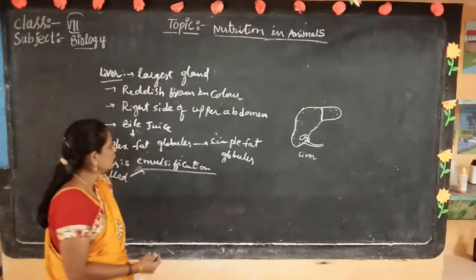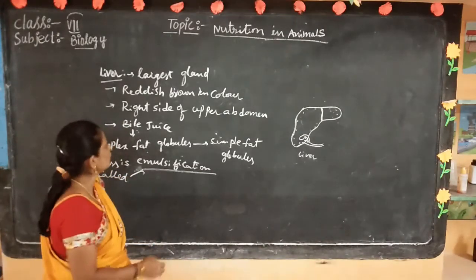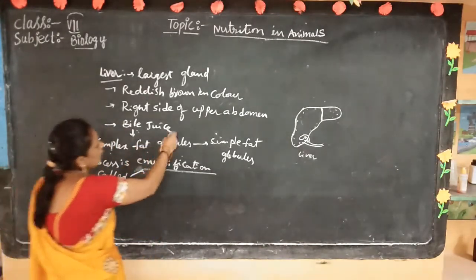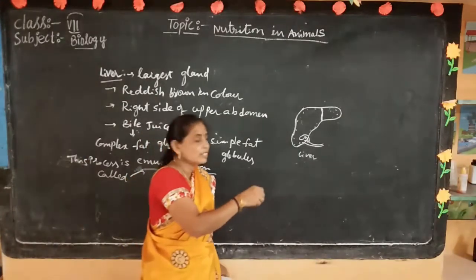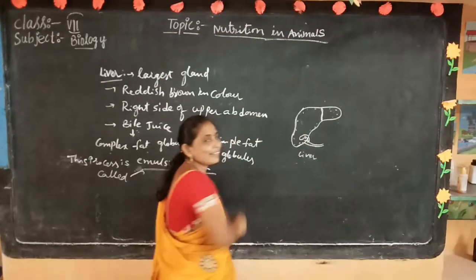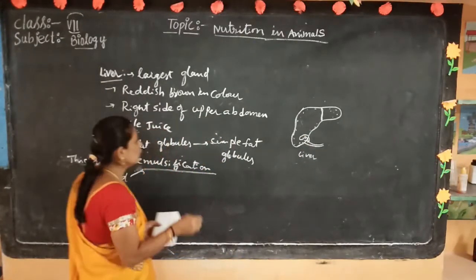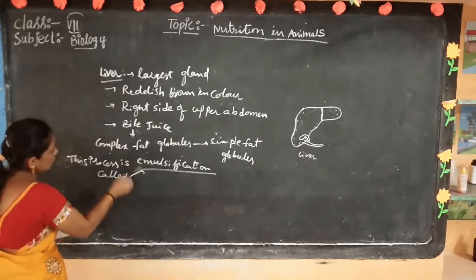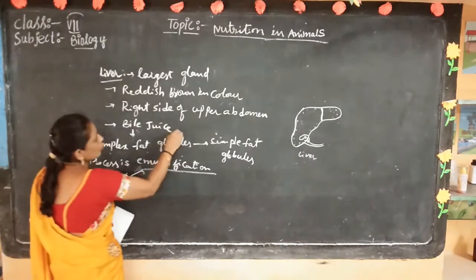Again, some chemicals are present in the bile juice. Bile juice is secreted by the liver and stored in a sac-like structure called the gallbladder.